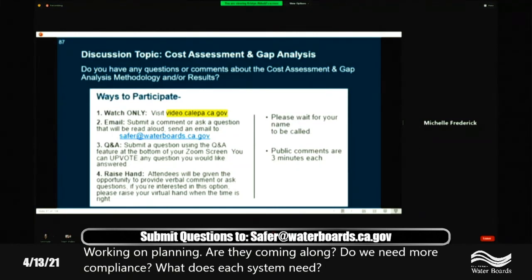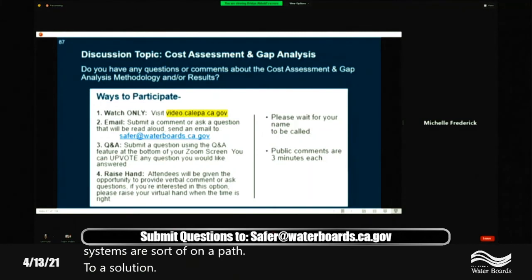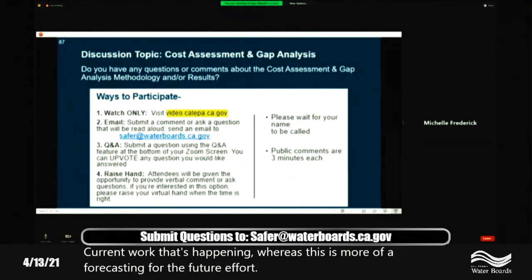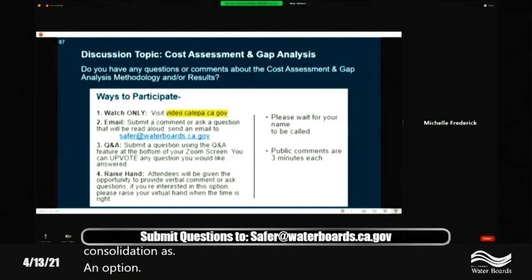And so, 90% of those systems are on a path to a solution. And so they are almost more covered by current work that's happening, whereas this is more of a forecasting for the future effort. So definitely, we're working on those. And I would say about 30 to 40% of those are also looking at consolidation as an option in some sort of evaluation or another. So I hope that helps answer the question.